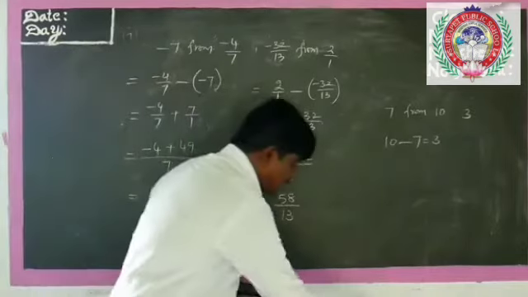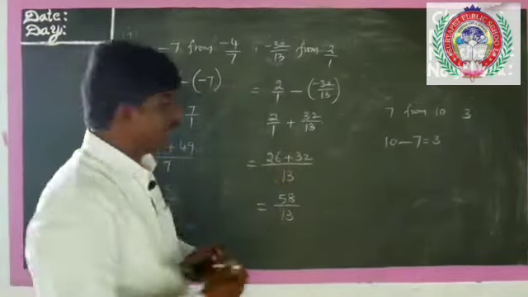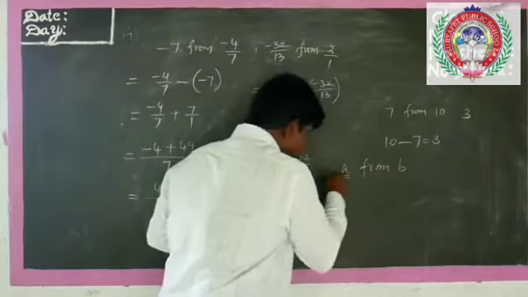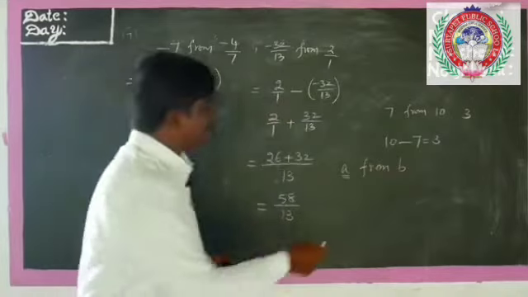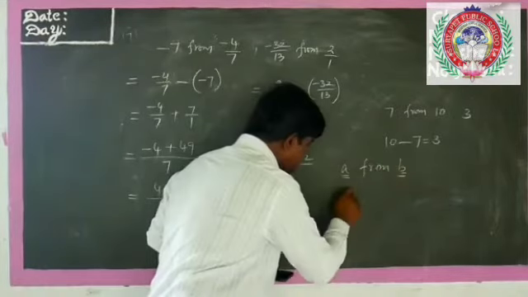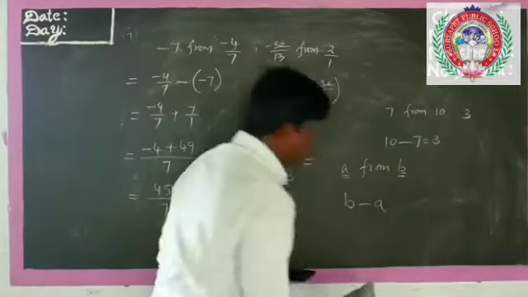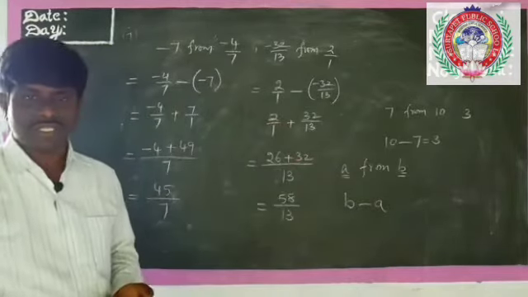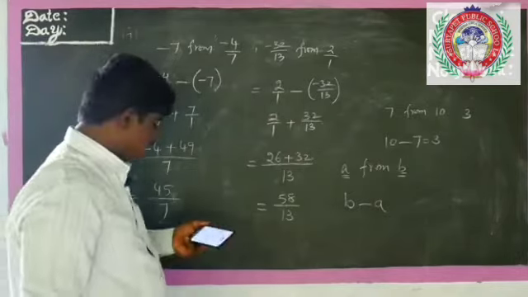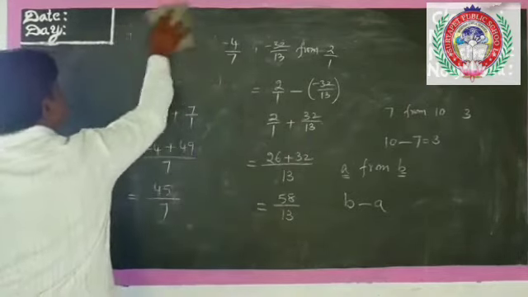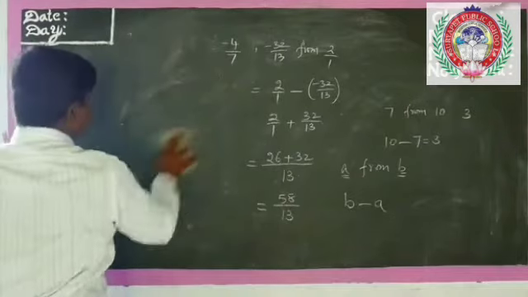Whenever we get the task 'subtract a from b', from where do we subtract? From b. So we need to take this number first, b minus a, right? We need to remember this statement. Okay children, this is all about the 8th problem. Now let us solve the 9th problem, which is very very important for examination purposes.